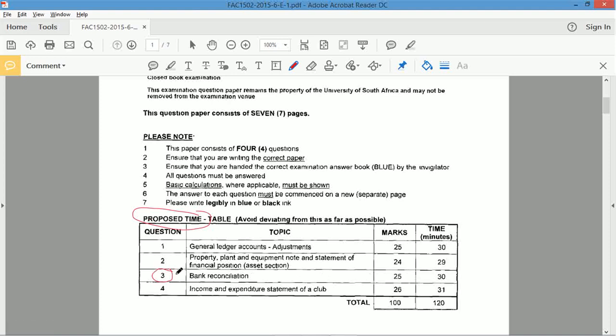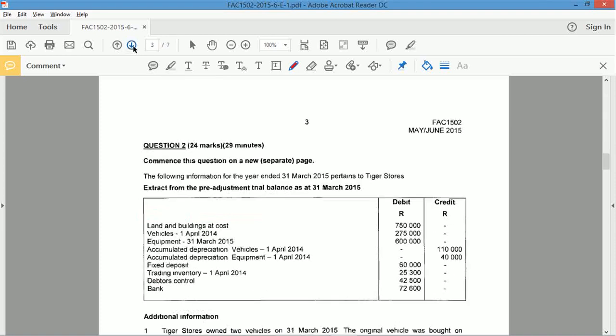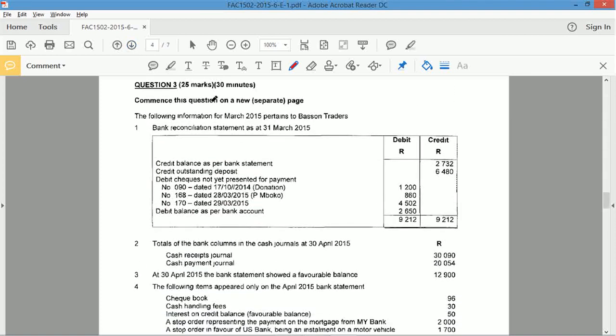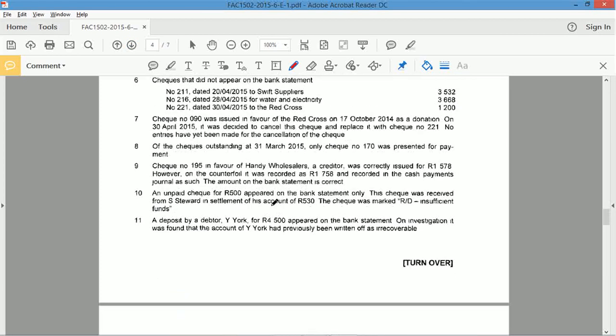I'm going to start with question 3 just to show you how easy it is to pass that question or even to do well. And then you also save time, so you have more time to do one of the more difficult questions. So start with question 3. Let's have a look at it. There's question 3, 25 marks, 30 minutes.